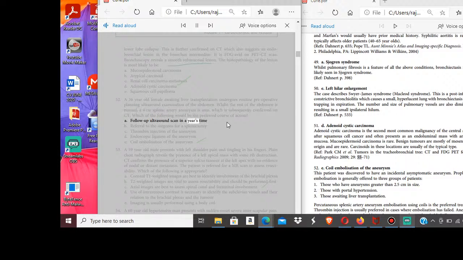A. Follow-up ultrasound scan in a year's time. B. Referral to the surgeons for a splenectomy. C. Thrombin injection of the aneurysm. D. Endoscopic ligation of the aneurysm. E. Coil embolization of the aneurysm.